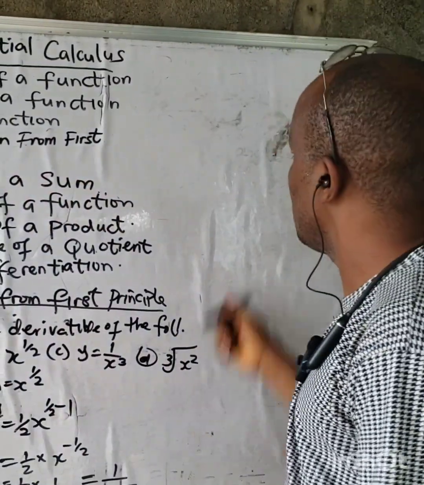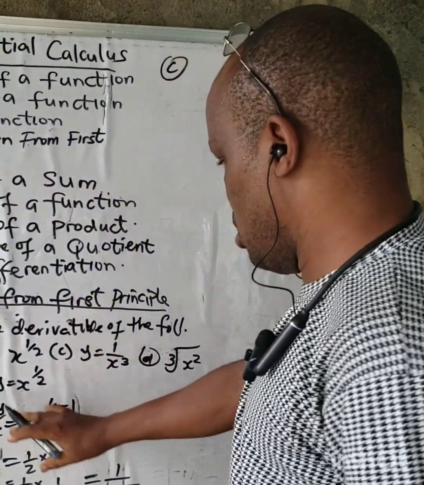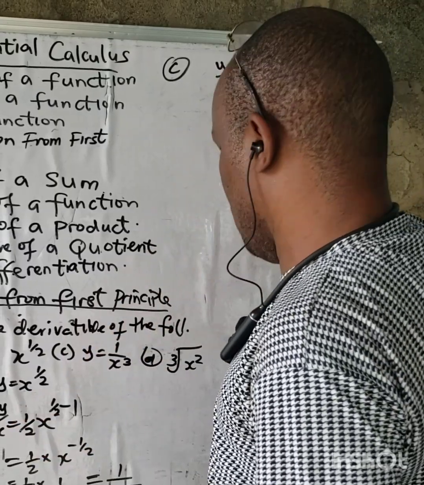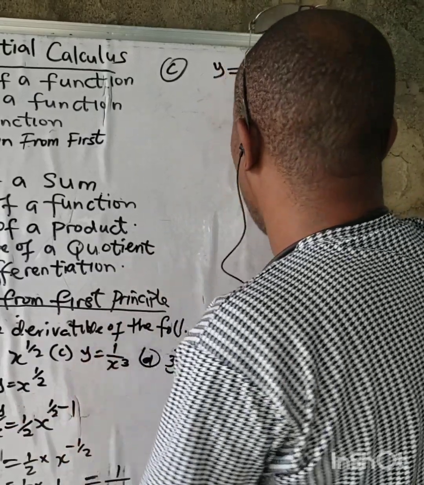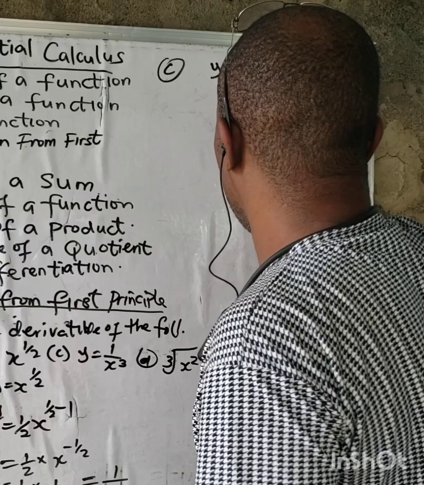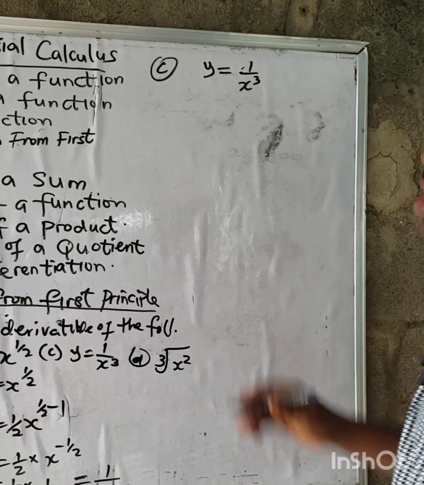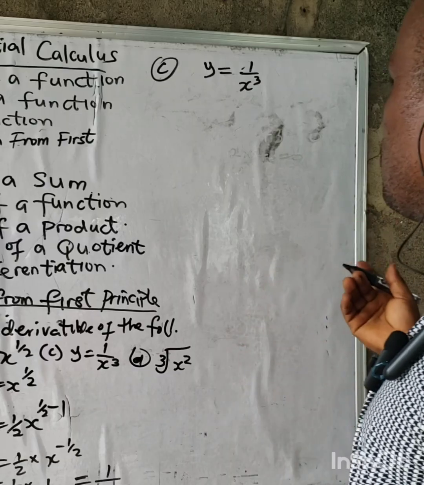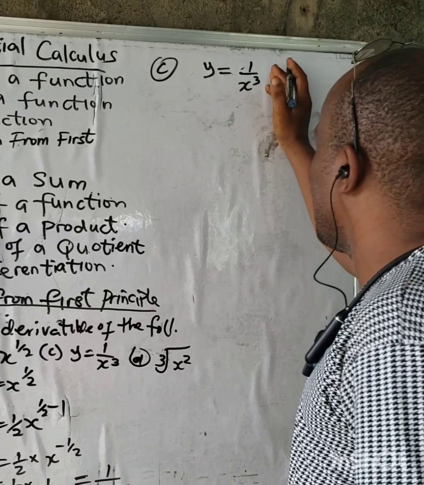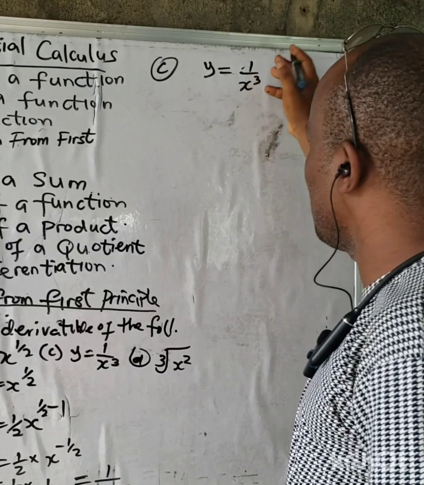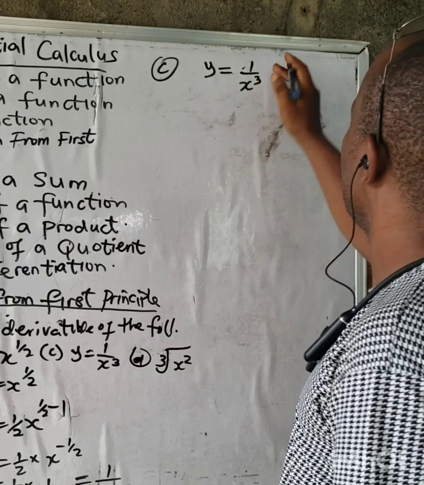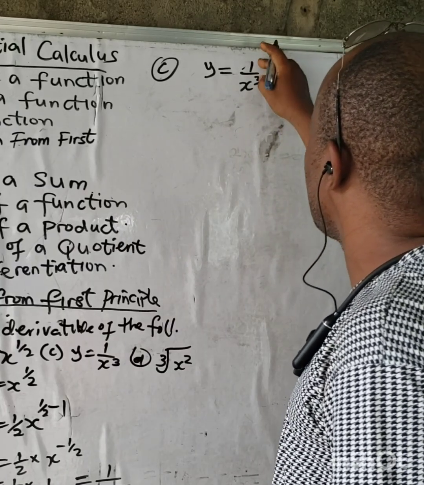C, y equal to 1 all over s cube. There is no way we can differentiate this. What are we going to do? We cannot differentiate like this. Are we going to say product or what? What we are going to do is to reduce this.